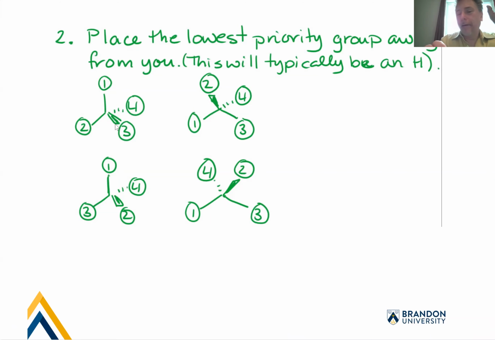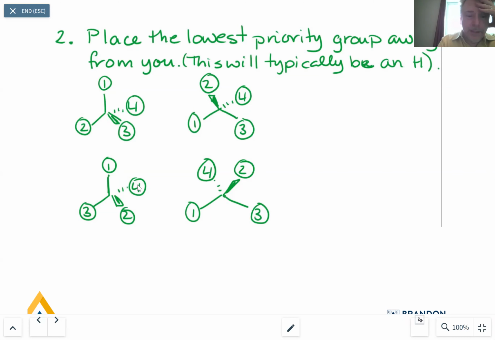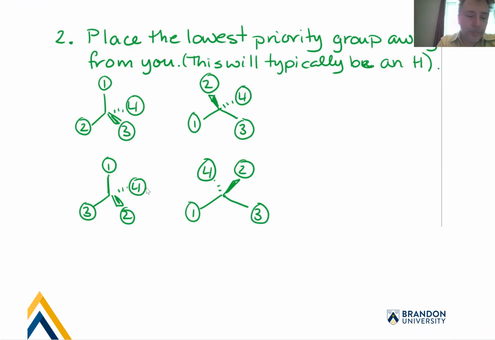And so once it's pointing away from us, there's a number of different ways to draw this. I've sort of drawn 4 different perspectives on this, but in each case, the 4 is the dashed line pointing away. So you want the 4, the lowest priority, pointing away from us. That's how this works when we're assigning a configuration at that carbon. So you want the lowest priority item pointing away. And there's some little tricks on how to do that, which we'll get to in a second.